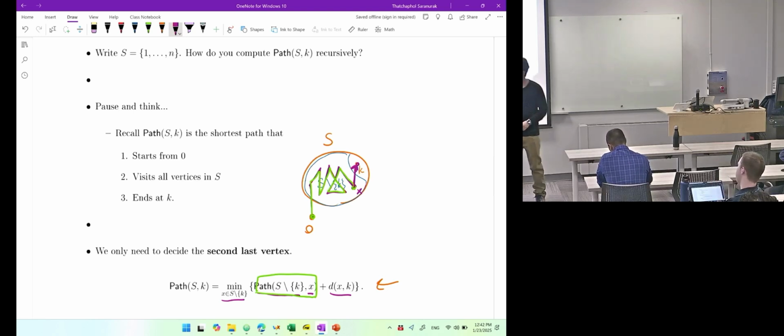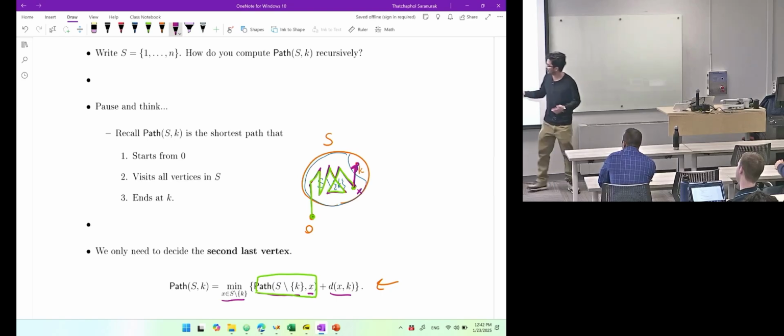What's your name again? Ellen. Yeah. So what Ellen suggests is, instead of guessing the second last guy, you can also guess what's the second guy after 0, for example. If you do that, it's going to work. You just need to define the function in the correct way so that it captures that idea.